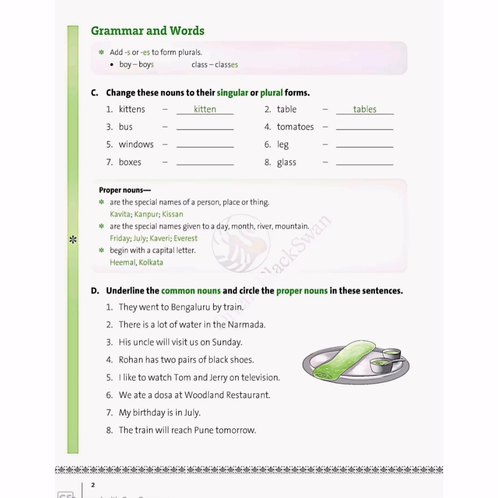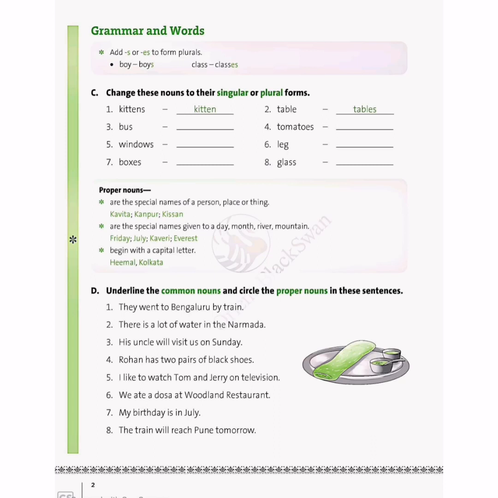Similarly, the second rule was that if a noun ends with s, double s, sh, ch, x or z, we will add es to those nouns to make the plural form. For example, bush. Bush ends with sh. To make a plural of bush, we will add es to it and it will become bushes.